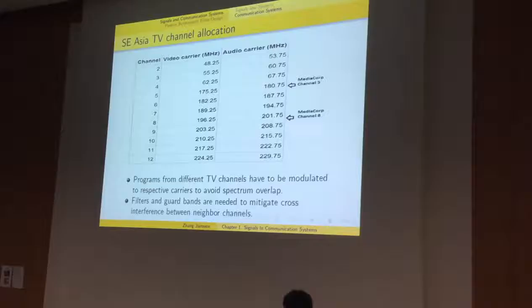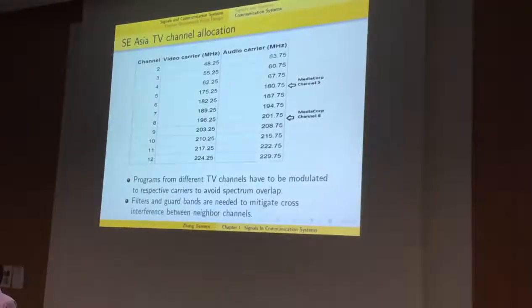This is because in Southeast Asia, the spectrum in this broadcasting band has been planned together, and some channels are assigned to certain countries. For example, this channel is assigned to Singapore. It happens that this channel is indexed by 5, and this one is indexed by 8. That's why it's called channel 5 and channel 8.